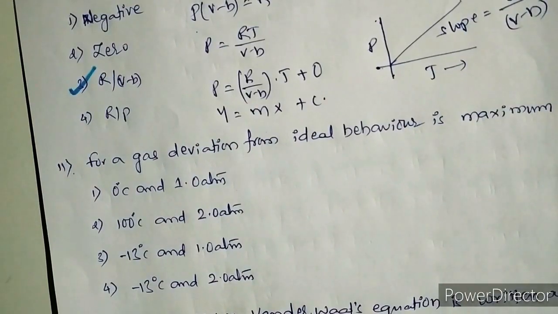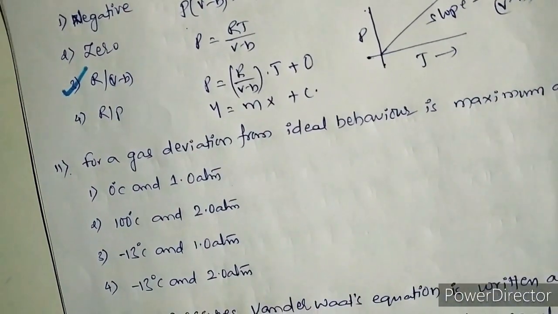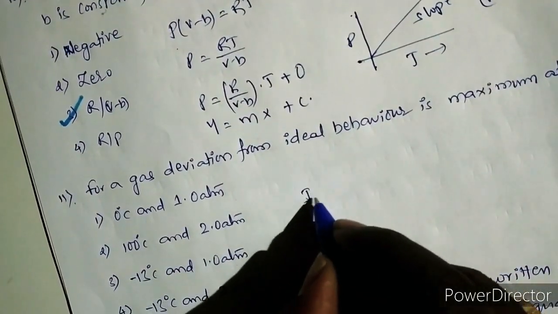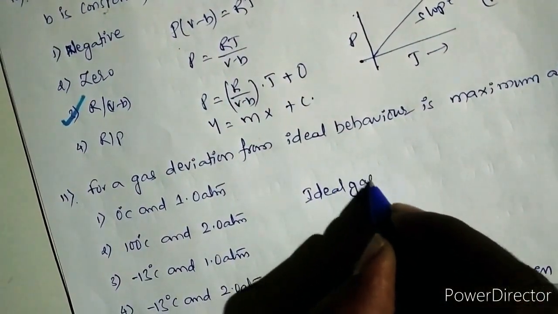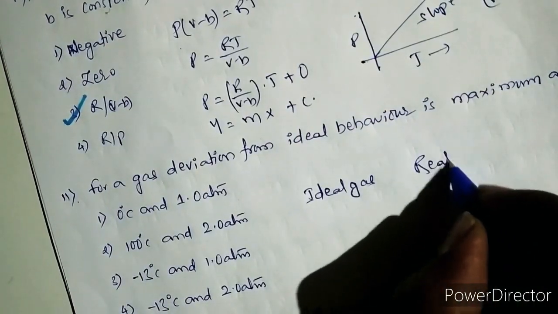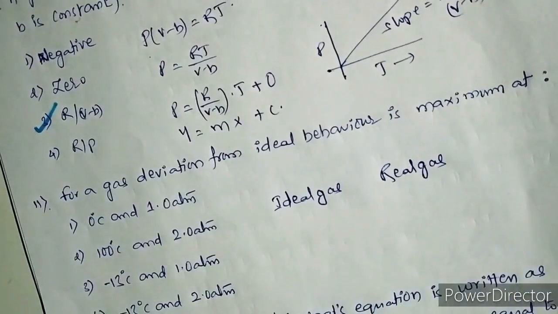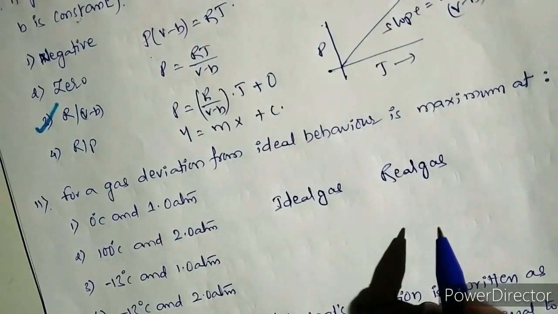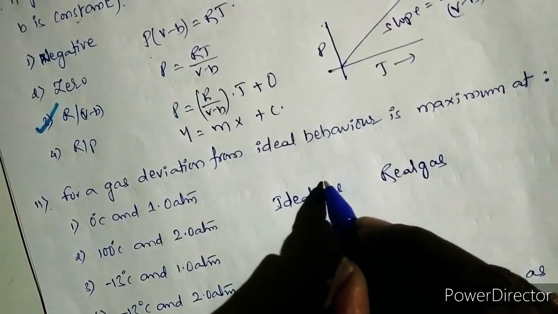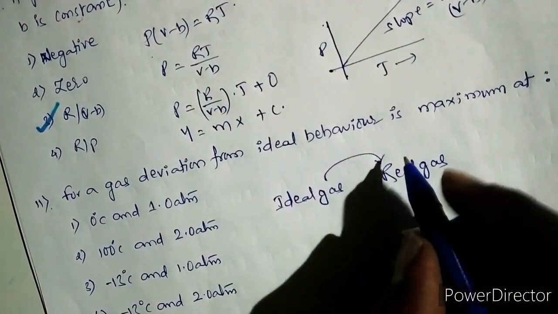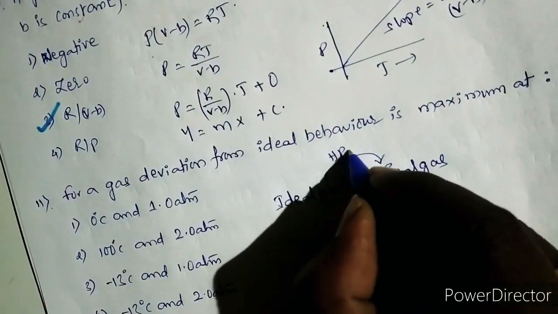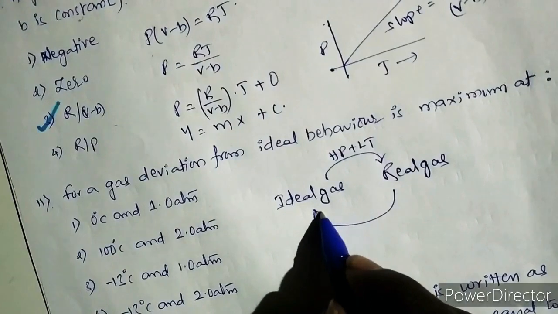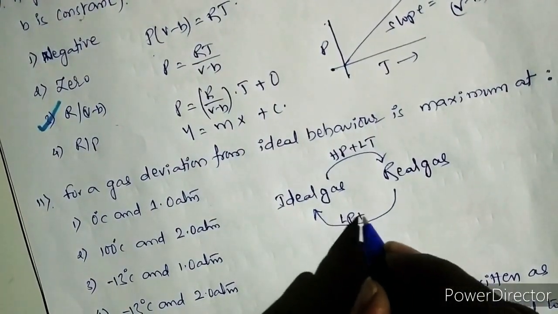Next, for a gas deviation from ideal behavior is maximum at. So generally it is a theoretical based question. Ideal gas and real gas. I will explain this concept in 1 minute. Okay, a real gas deviates from ideal behavior at high pressure and low temperature. High pressure and low temperature. A real gas behaves as an ideal gas at low pressure and high temperature.